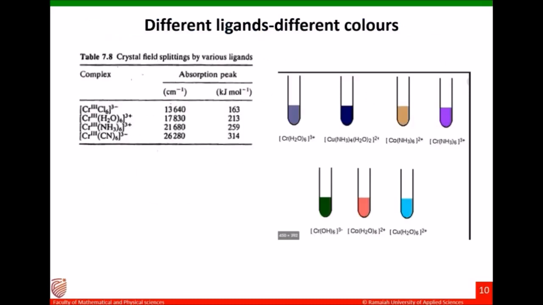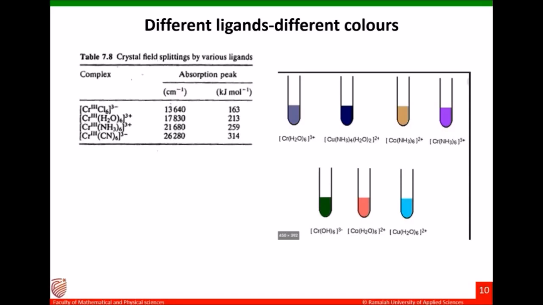For example, here I have given 4 different complexes of chromium with different ligands, and you can see they absorb light at different wave numbers. So these different compounds show different colors. Now I have given, for example, Cr(NH3)6 3+, an ammonia based ligand with chromium metal ion, which shows violet color.